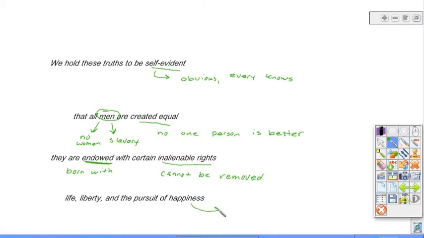Okay? Where did he borrow these ideas from? This idea of life, liberty, and pursuit of happiness. Where did Thomas Jefferson get these ideas? Mark, do you know? Okay. Hopefully he said from John Locke, who we talked about last time. John Locke was the guy that said he believed everybody was born with the natural rights, and he identified those rights as life, liberty, and what, Ian? Property. Good job.